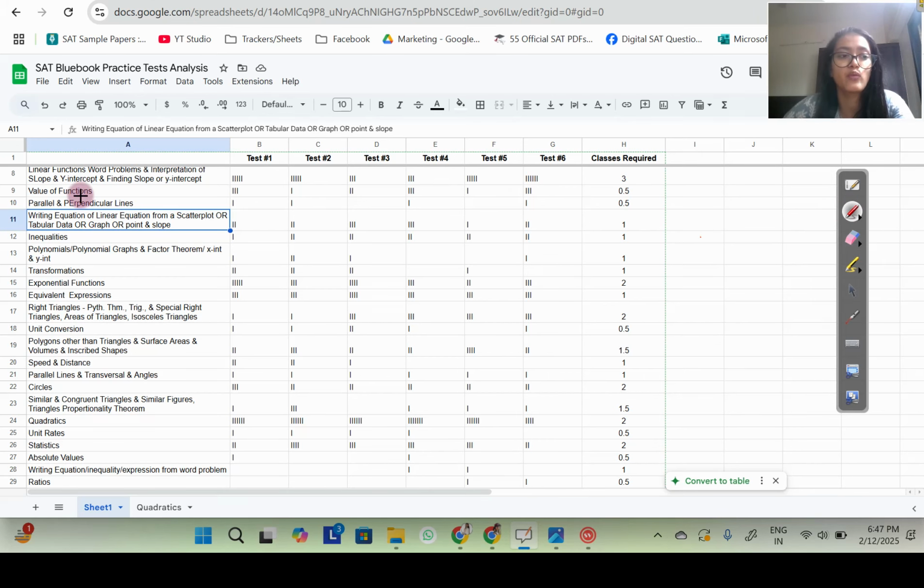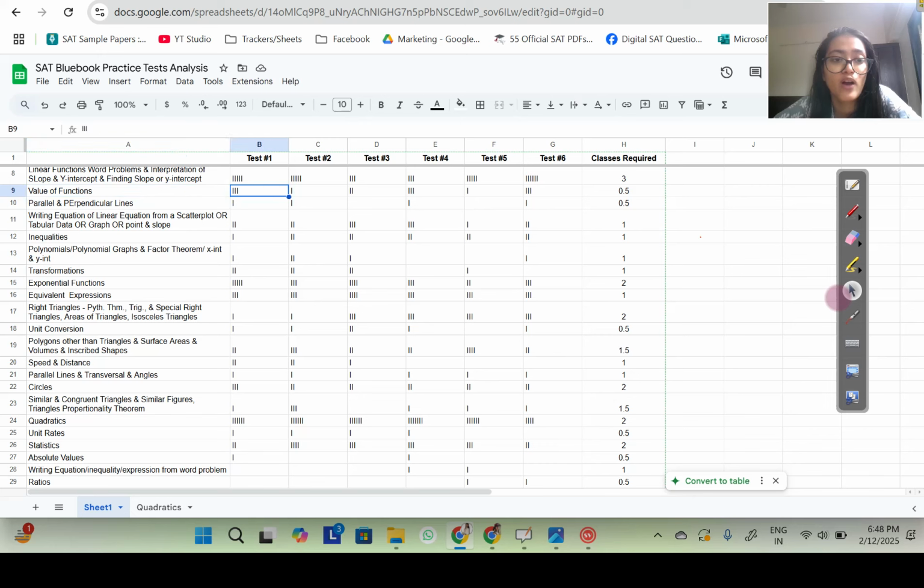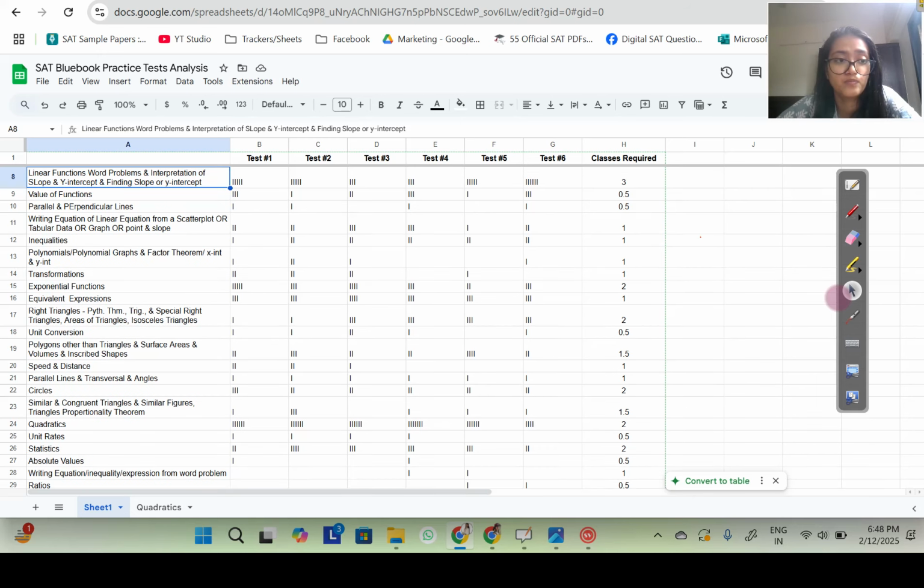Then you can expect one question from parallel and perpendicular lines. For these questions, you should know the relationship between the slopes of parallel and perpendicular lines. Then you can also expect one, two, or maybe three questions on the value of a function. A function will be given and you have to find its value at some point, or the value of the function will be given and you have to find at which x value the function takes a certain y value.